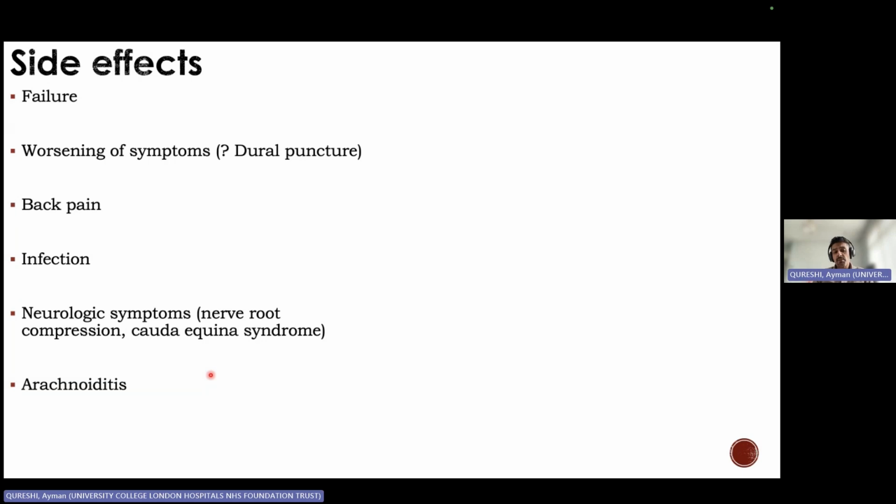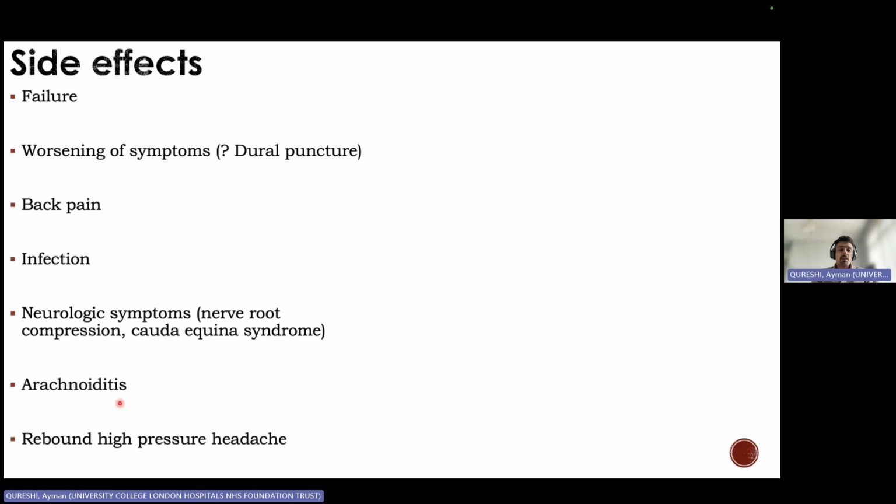Arachnoiditis can happen, which basically means an inflammation or a reaction around those nerves within the dura, and that can happen if blood is injected into the intradural space instead of the epidural space. The blood interacts with the nerve roots and can cause a bit of irritation of those nerve roots. A lot of the time there's no real effect, but arachnoiditis does remain a risk if that happens.